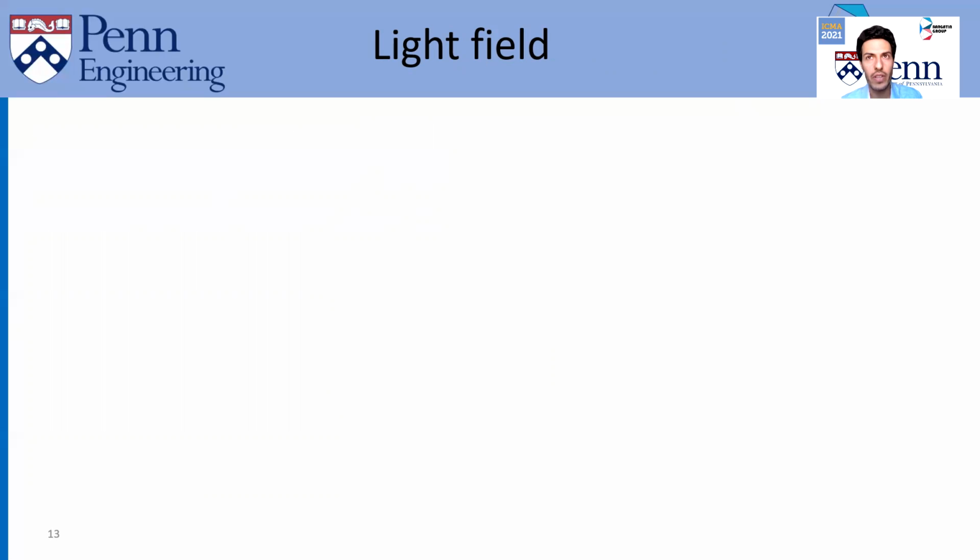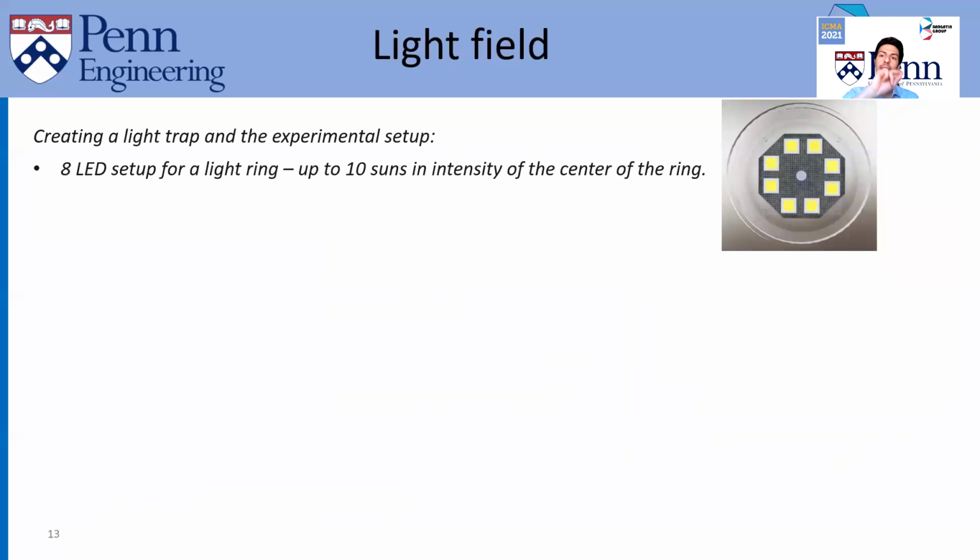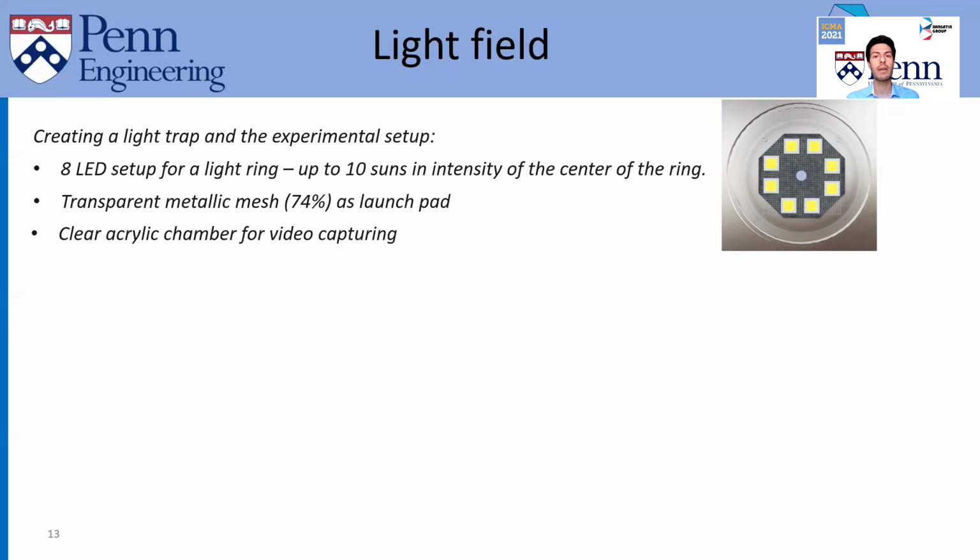And not only do we want it to fly, we want to be able to controllably fly the samples. So we created a light trap. This light trap has 8 LEDs in a circular arrangement, as you can see, and the intensity goes up to 10 suns. So pretty intense light trap. And the sample was placed on a 74% transparent metallic mesh as a launch pad. And we put our sample and the metallic mesh inside an acrylic chamber to be able to take a video.